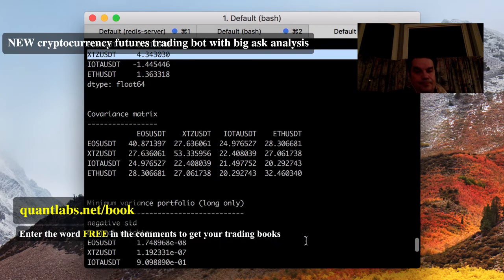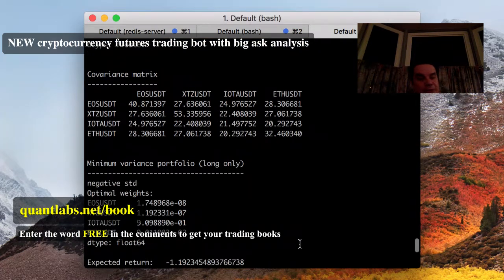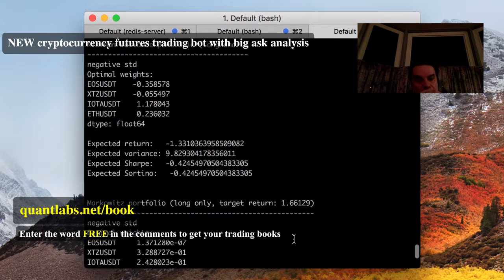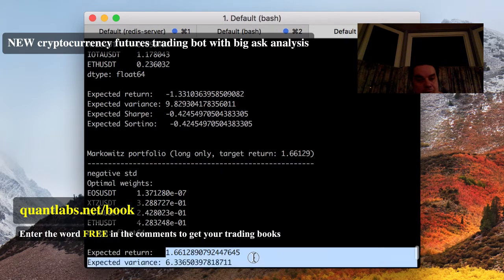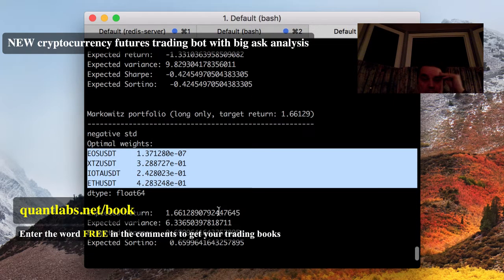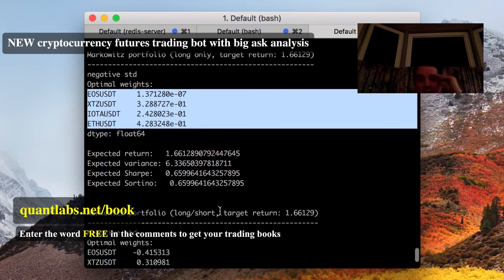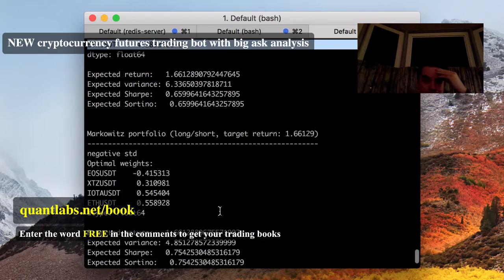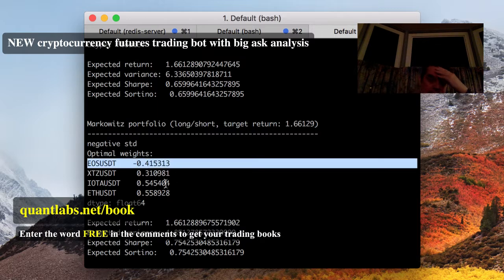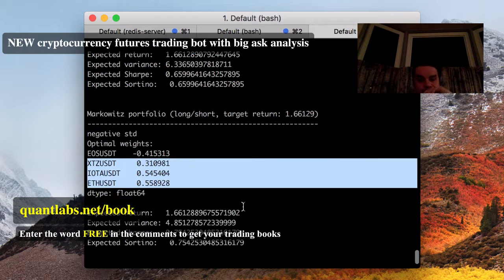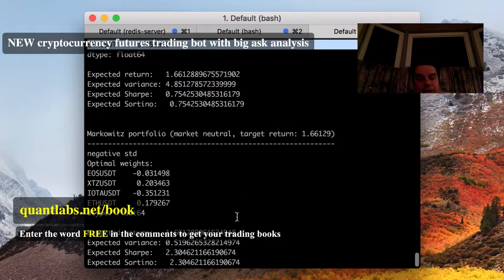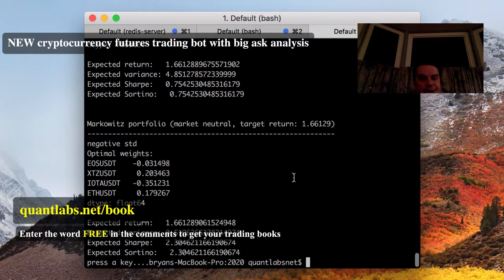So let's see, our expected return, negative. Negative. This one is a long only. So here's our allocation and the weightings. But I'll give you a summary of what I think in the next little bit. Here we have one short in EOS and longs in the others. And you can see here 1.66 expected return, and that's it.